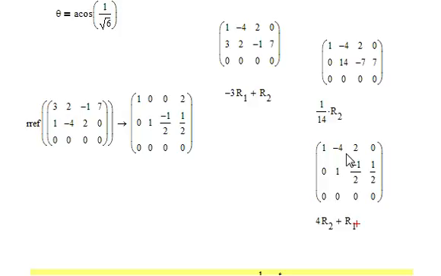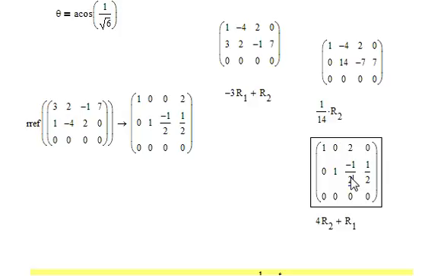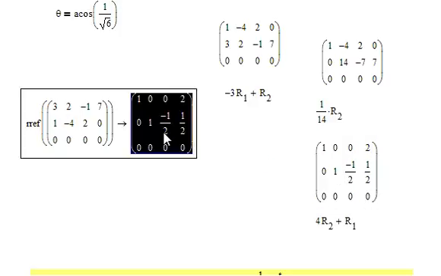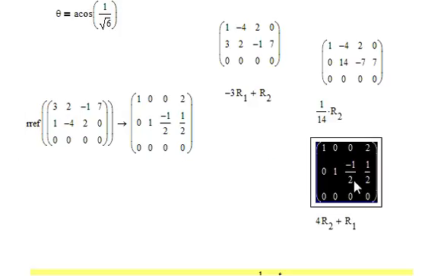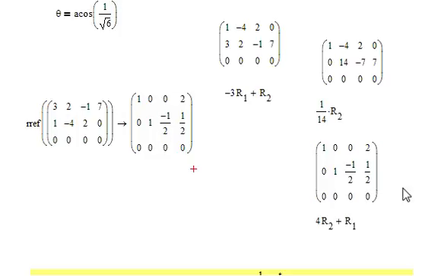So let's see, if I did that, I'll just do it here. 4 times this added to this makes this a 0. 4 times this added to this, wow, makes that a 0. 4 times this added to this makes this a 2. And now I have, okay, and that was doing it by hand. Here it is, row reduced echelon form, done by machine.